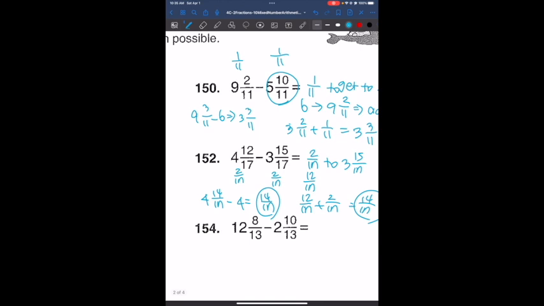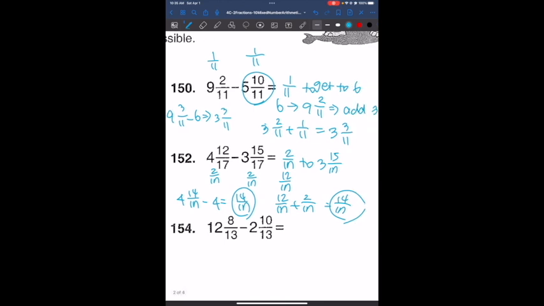Now for problem 154, to get to 3, we need to add 3/13 to 2 and 10/13. And then to get from 3 to 12 and 8/13, we need to add 9 and 8/13. So when we add those two, that's going to be 9 and 11/13.